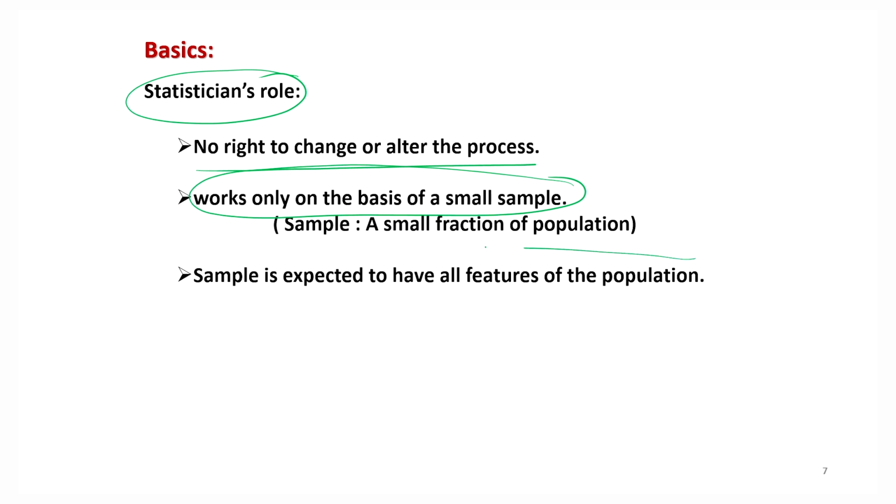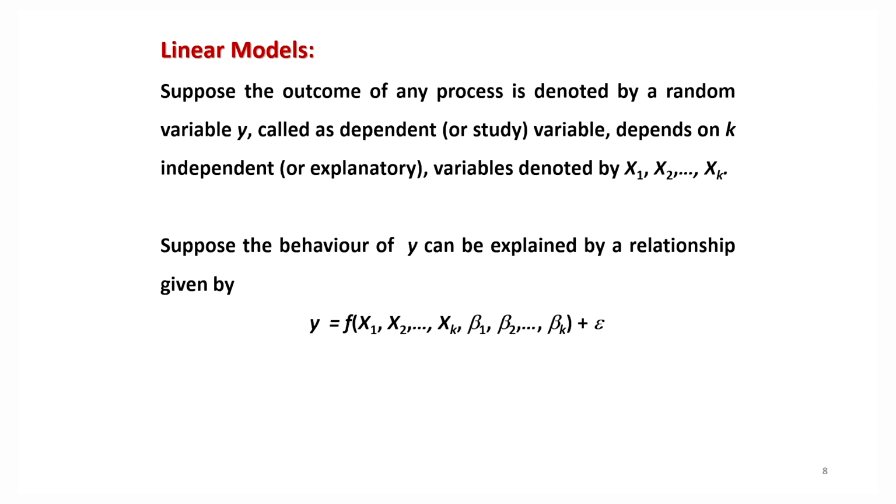And so the sample is expected to have all features of the population. These are the constraints. You cannot ask anyone that you go back and try to conduct the experiment again. Right. Now, let me try to quickly give you the idea about the linear models.